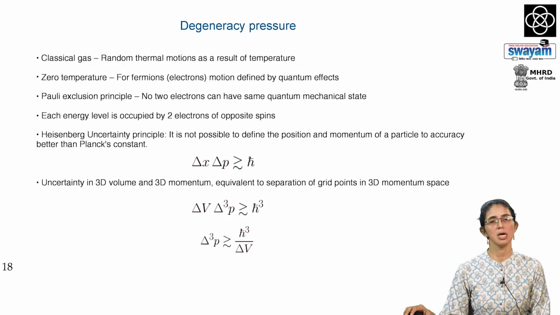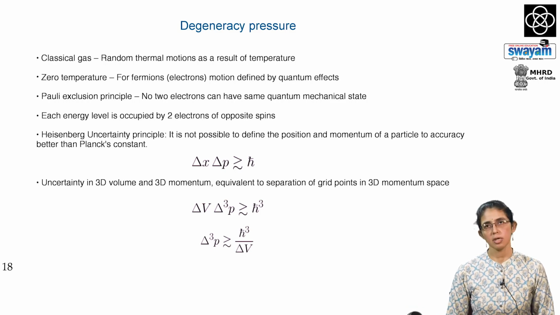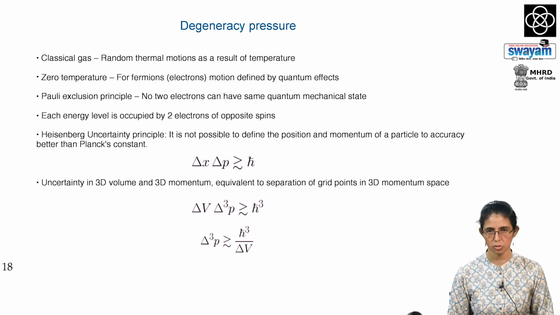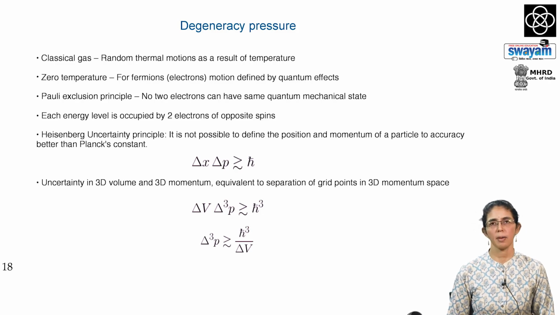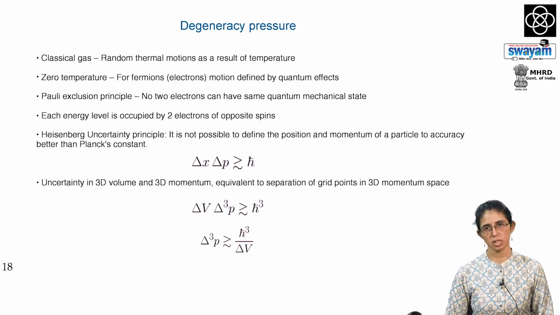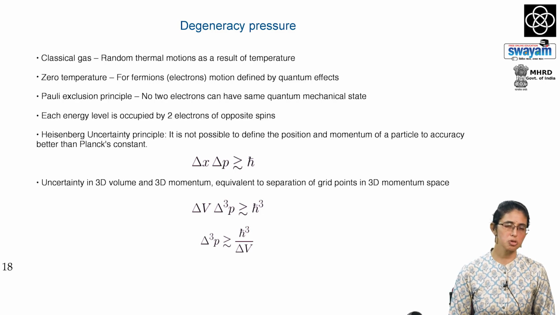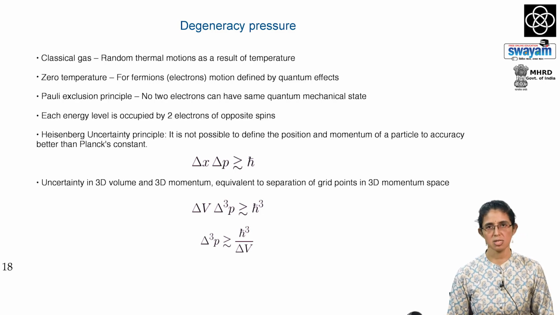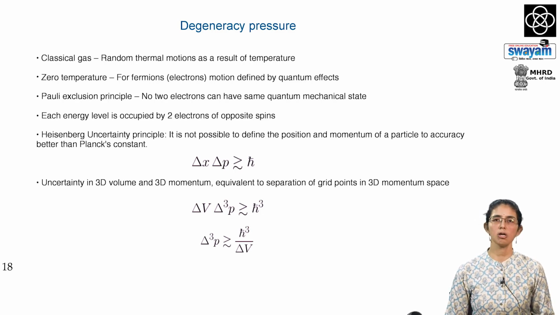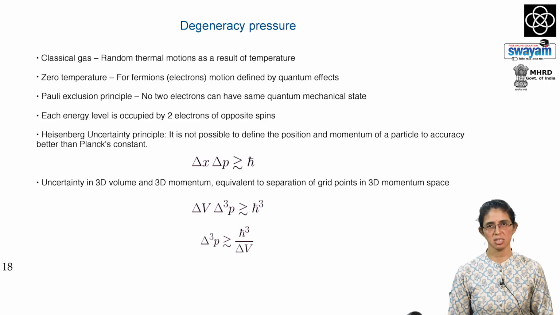Now, what happens in the degenerate core? If the gas is thermal or classical, it behaves according to the classical Maxwell-Boltzmann distribution, then it has random thermal motions. Now, what would happen if the temperature were reduced and it was brought to 0 temperature? If most of the system is comprised of fermions, in this case electrons, then all of them cannot occupy the 0 energy state because they are governed by the Pauli exclusion principle.